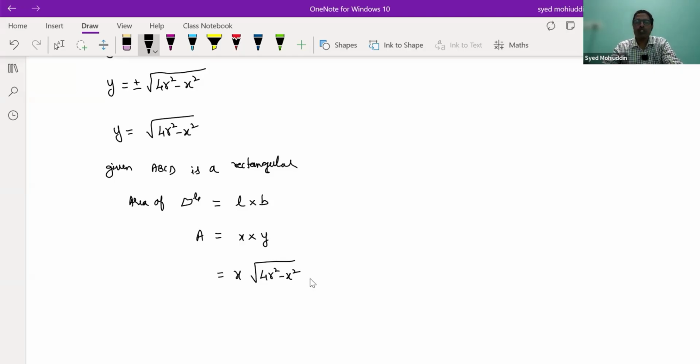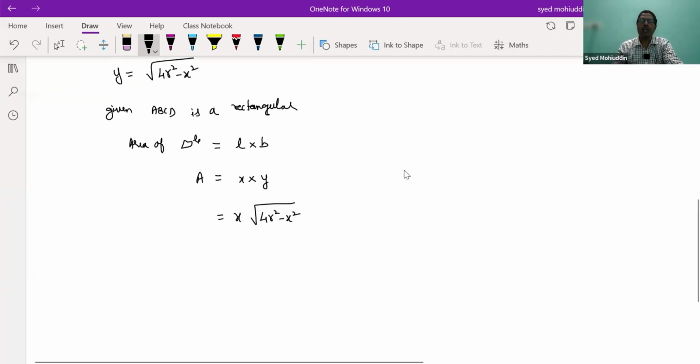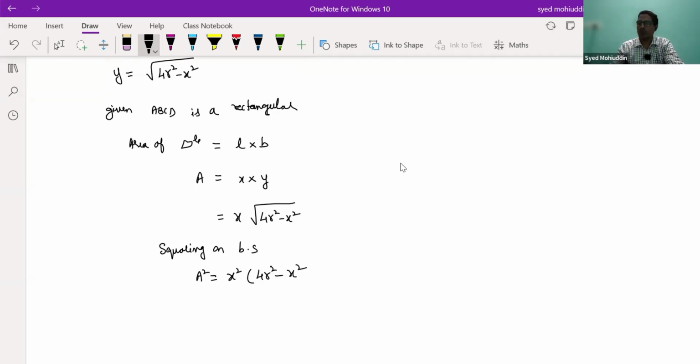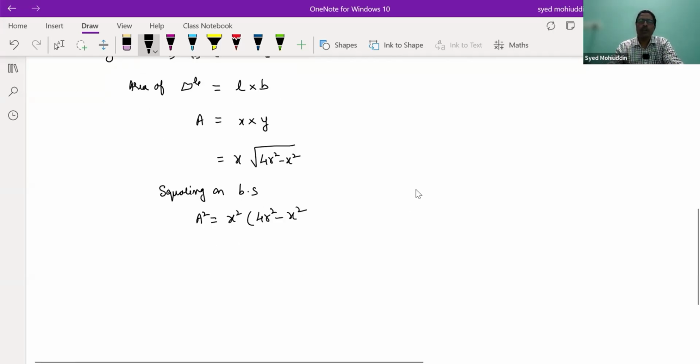But since we are having a square root, whenever you have a square root, differentiation will become difficult for us. Therefore, it is better we try to square this. Squaring on both sides, it becomes A square is equal to x square, the root will cancel out, and we'll just be getting 4r square minus x square. Right?